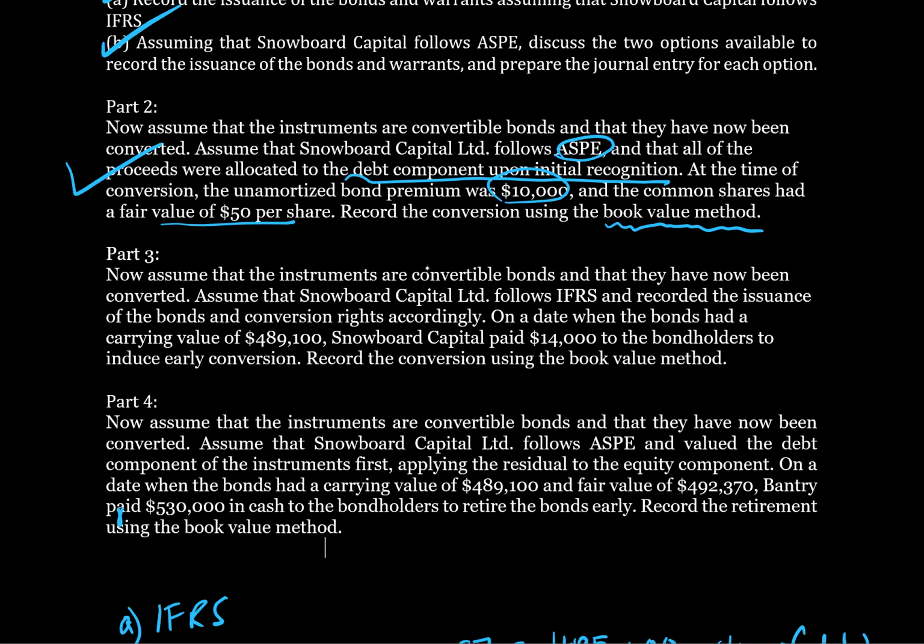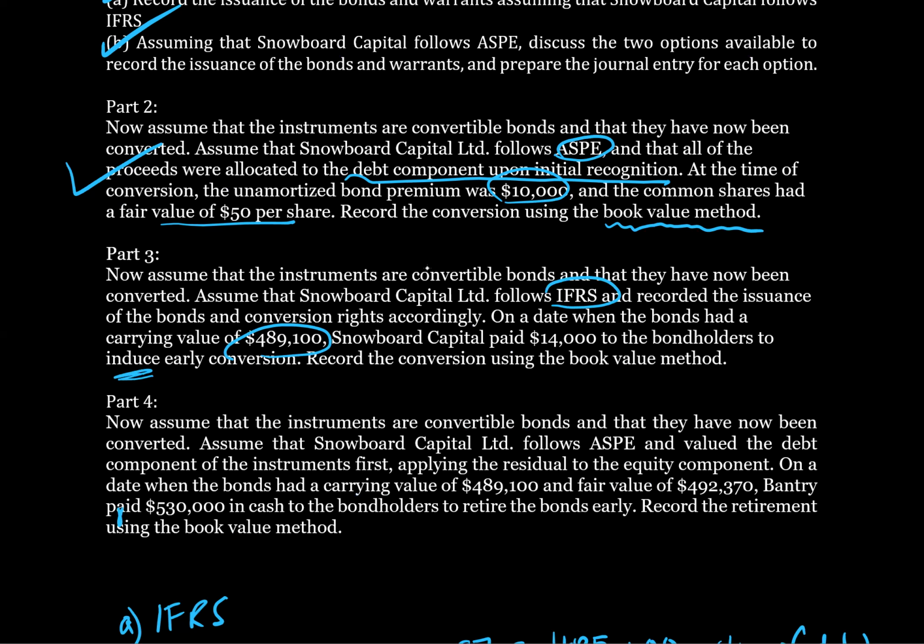Part 3, now assume that the instruments are convertible bonds and that they have now been converted. Assume that Snowboard Capital follows IFRS and recorded the issuance of the bonds and conversion rights accordingly. We know that means that we valued the debt first. On a date when the bonds had a carrying value of $489,100, Snowboard Capital paid $14,000 to the bondholders to induce early conversion. Record the conversion using the book value method.